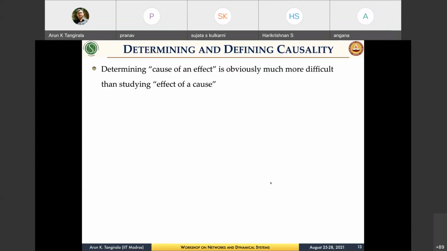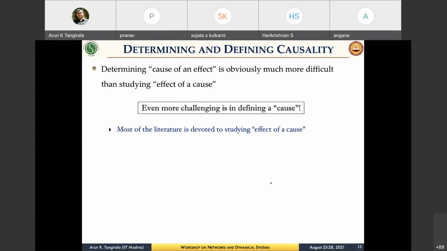Now let us come to the main point here of determining and defining causality. And obviously, there are challenges there, as I mentioned. Determining the cause of an effect is obviously much more difficult than studying the effect of a cause, right? You will agree with me. If I give you some phenomenon and ask what led to this, it's going to be very difficult. But if I give you, let's say, temperature and ask you to study its effect on the pressure of a gas, it's possible to do that. And what is even more challenging is defining a cause. And most of the literature is devoted to studying the effect of a cause.